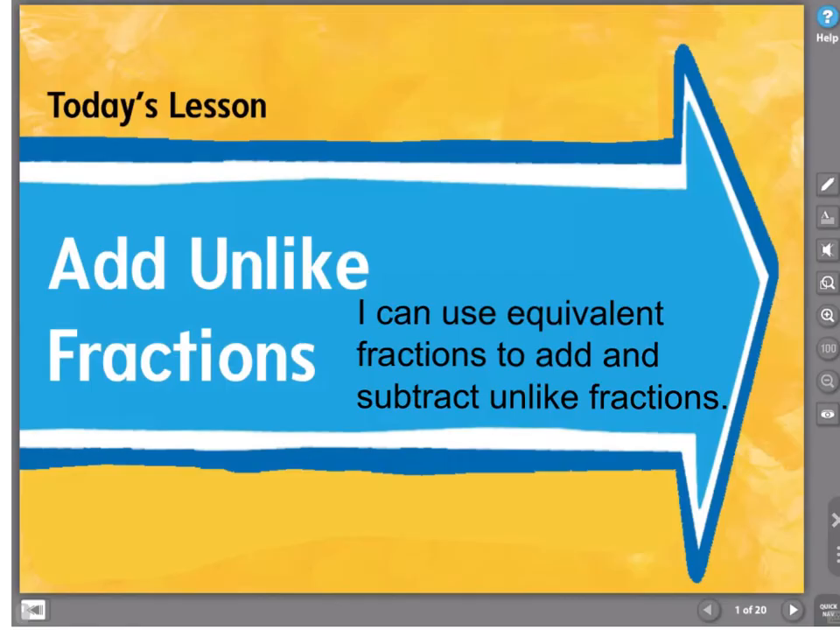That brings us to the end of today's lesson. Today's lesson was on adding unlike fractions. Go ahead and write this part down in the W section of your whisk. And our I can statement today: I can use equivalent fractions to add and subtract unlike fractions. Go ahead and press pause now if you need more time to write this on your whisk.